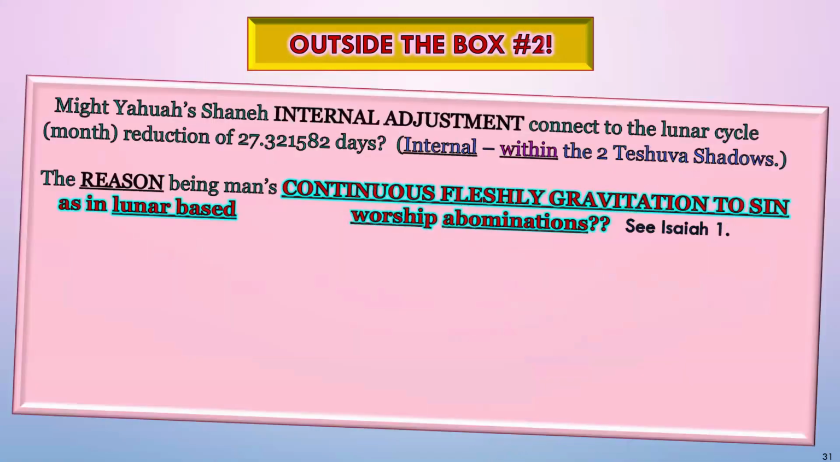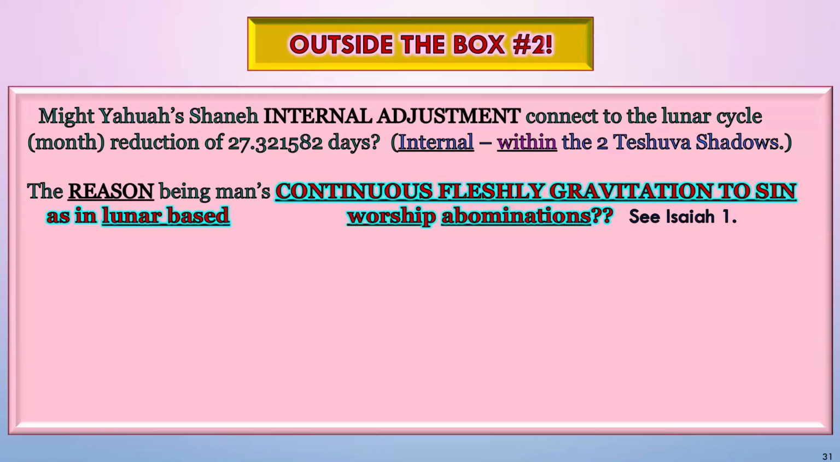Outside the box, number 2. Might Yahuwah's Shanae internal adjustment connect to the lunar cycle reduction to 27.321587 days? Internal. What does that word internal mean in this context? Well, this internal adjustment is inside of the 2 Teshuva shadows, or the 2 days of equinox. The reason for this internal adjustment is man's continuous fleshly gravitation to sin, as in the lunar-based worship abominations.